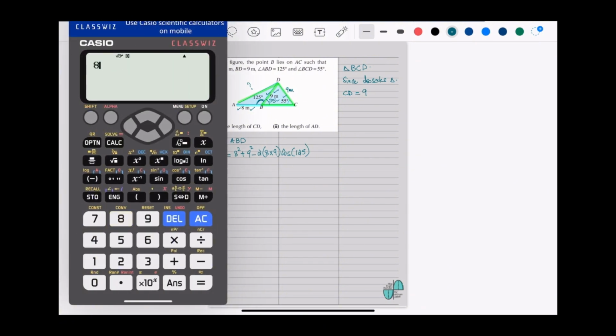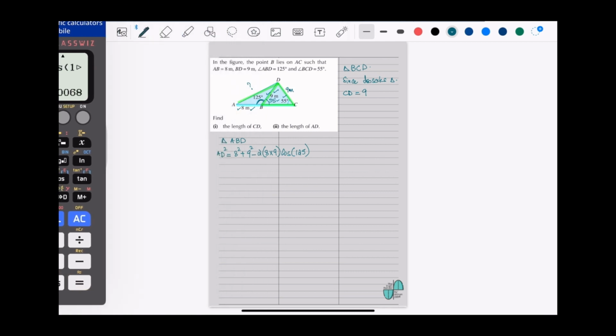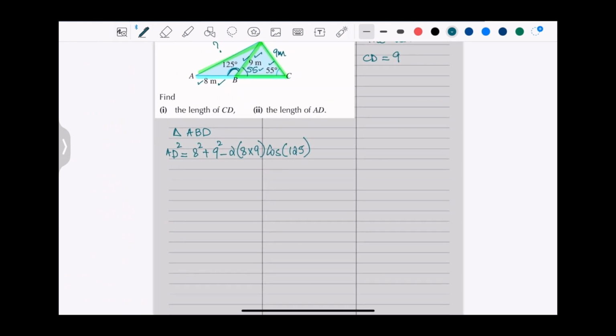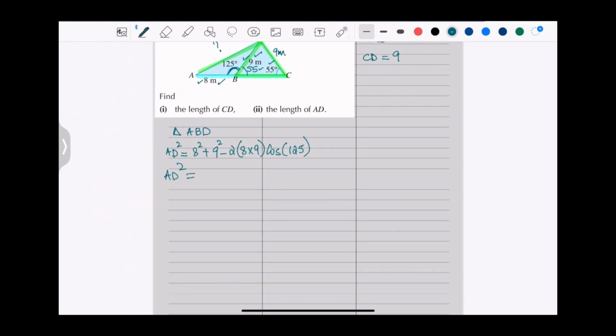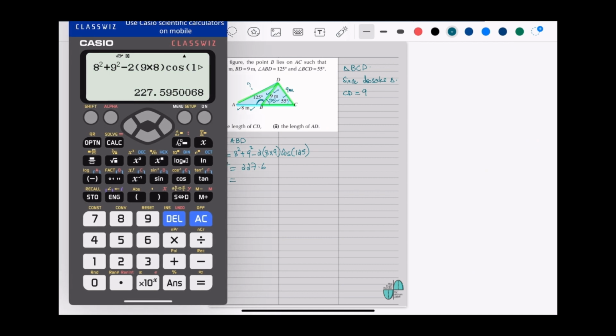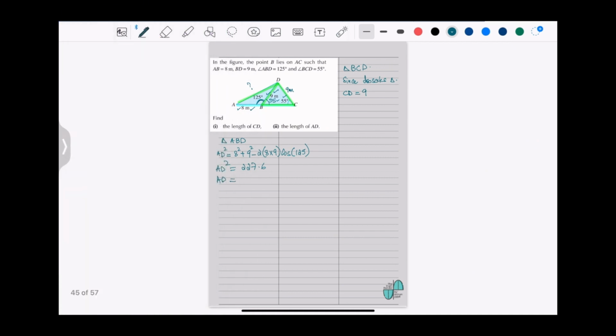So 8 squared plus 9 squared minus 2 times 9 times 8 cos of 125. Note that I'm writing down the whole thing, and it gives you 227.6. So AD squared is going to be 227.6 and AD is the root of that. So straight away taking the root, which gives you 15.1.